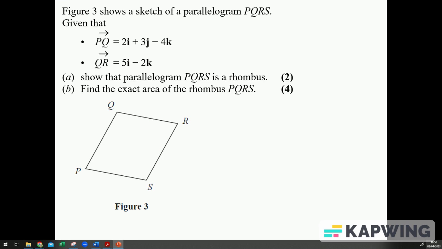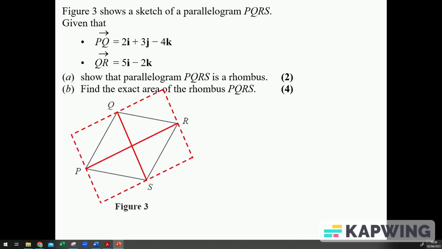Then the exact area it wants. If I draw a rectangle around it and then break it up like this, you should be able to see that the rhombus is half the area of that rectangle, that dotted line rectangle, because each little triangle is half the little rectangles. So I can find the length of Q to S and P to R. That'll be double the area of the rhombus.